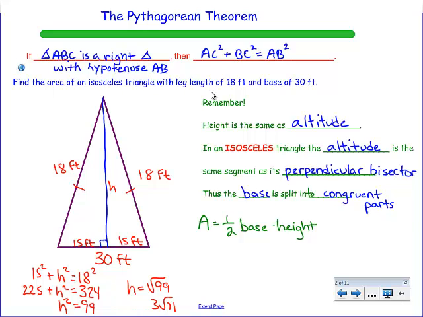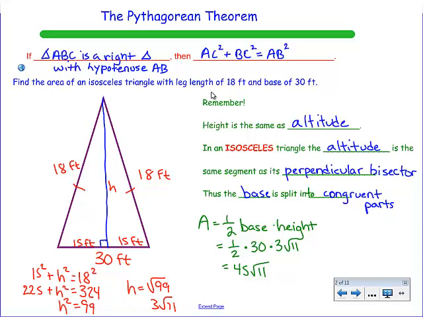So our area would be 1/2 times 30 times 3 root 11. 1/2 of 30 is 15, times 3 is 45 root 11. You will have to use simplified square roots, not decimals, for this unit, so please get in the habit of simplifying your square roots.